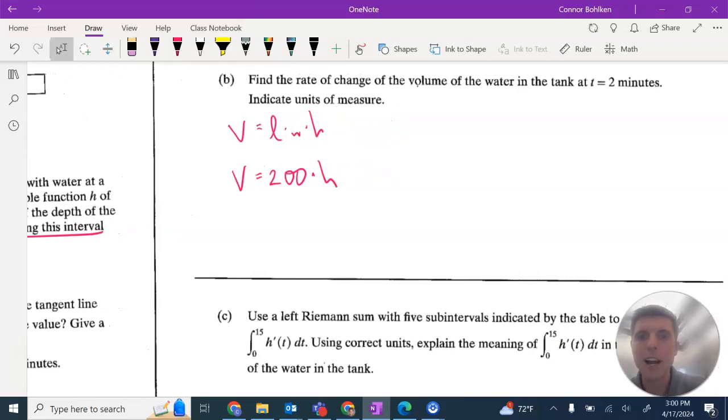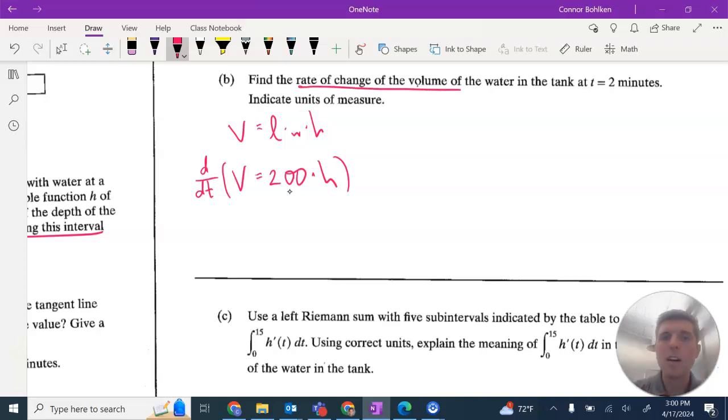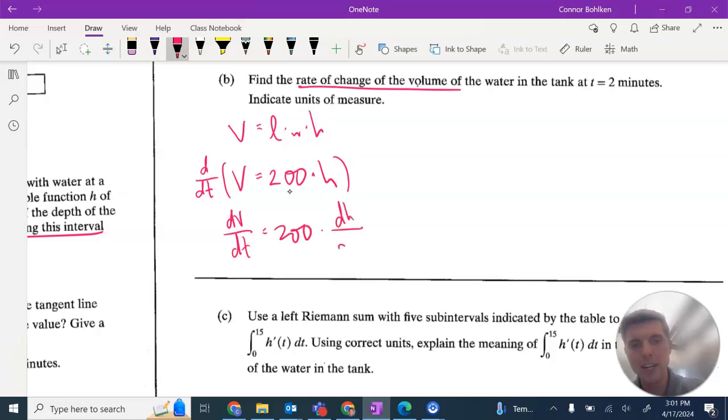But I want to know, how is my volume changing? So we're going to take a derivative with respect to time. Anytime it says rate of change of the volume, and it gives you a specific time, we're thinking derivative of volume. We're thinking, how is my volume changing? And I don't have any dV/dt values. I just need to do some related rates to it. So derivative here, dV/dt equals 200 times dh/dt.